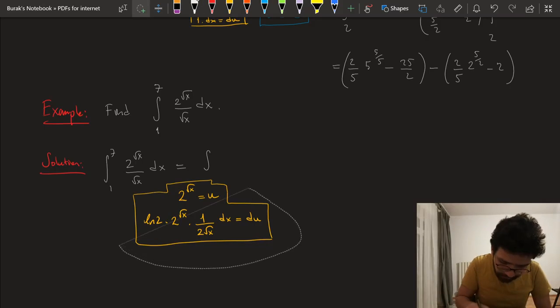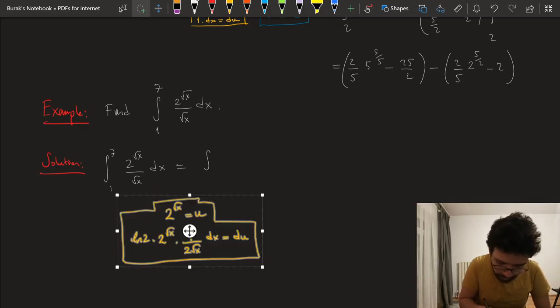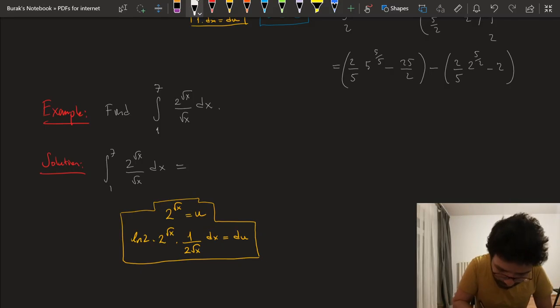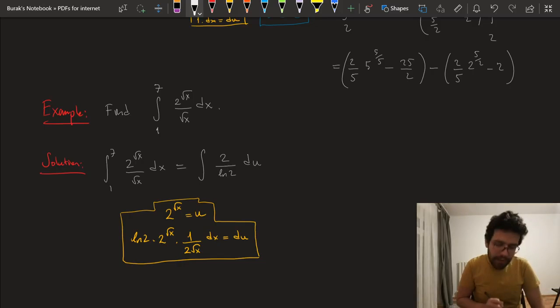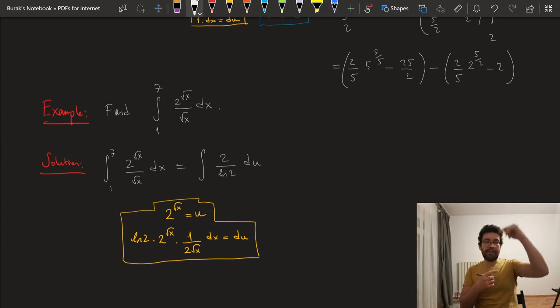So I'm going to replace. I need to move this because I'm going to work with my boundaries in a second. This expression, 2 to the power root x divided by root x dx, is equal to 2 over ln2 du. Because if you divide all sides by ln2 and multiply all sides by 2, you get that 2 to the power root x divided by root x dx is 2 du divided by ln2. So that's that. Now I need to change my upper and lower limits.